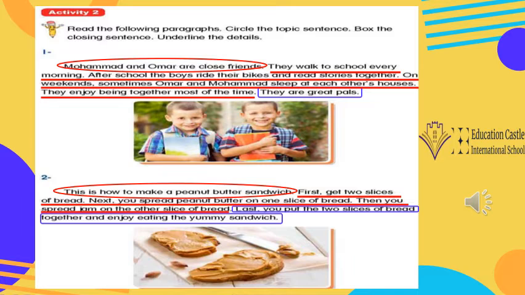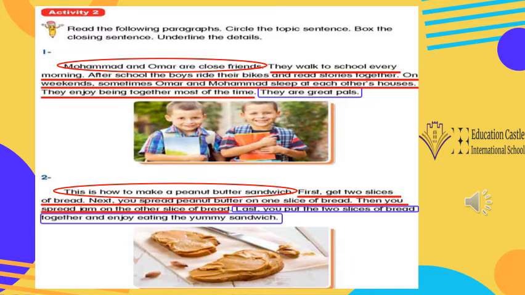The second example starts like this. This is how to make a peanut butter sandwich. First, get 2 slices of bread. Next, you spread peanut butter on one slice of bread. Then you spread jam on the other slice of bread. Last, you put the 2 slices of bread together and enjoy eating the yummy sandwich.